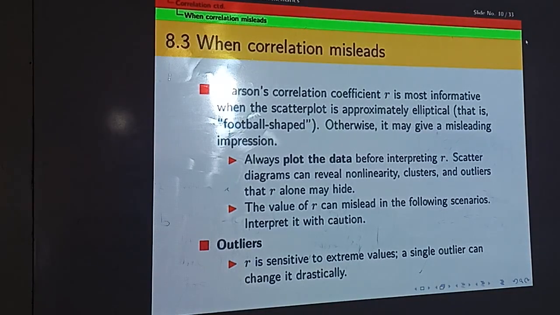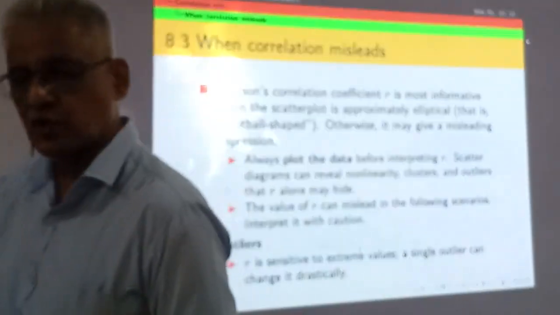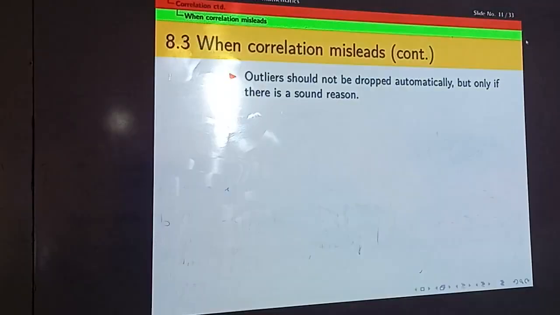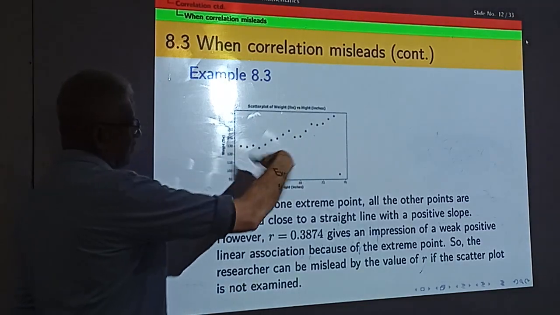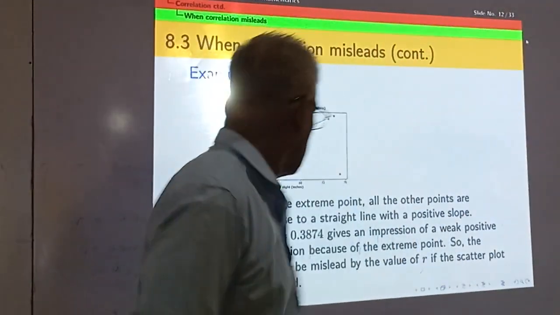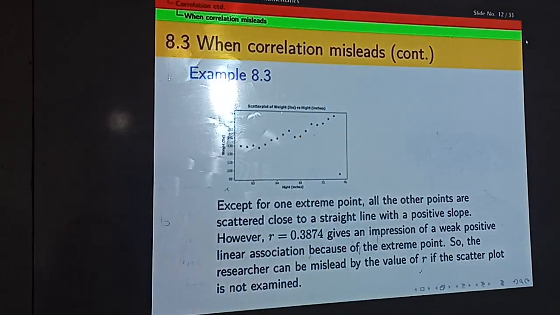So always plot the data, draw a scatter diagram before you do anything, and then check for outliers. If there are outliers, of course, the value of R can be distorted very much. For example, I will show you a few examples. If you have this kind of graph, and without looking at the scatter diagram you calculate R, your R will be something like 0.38.